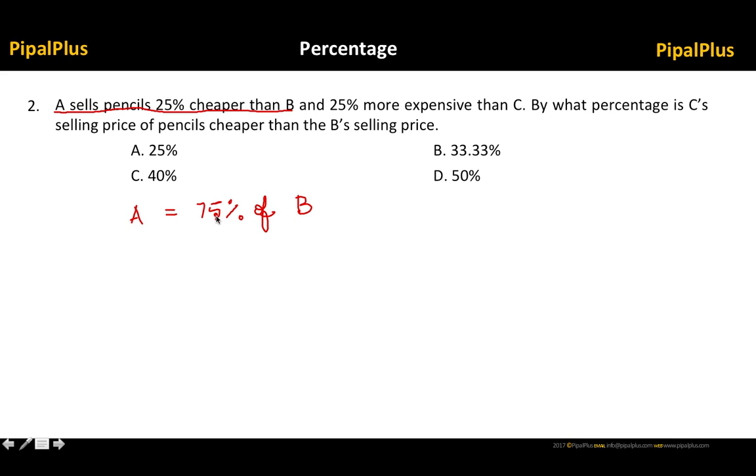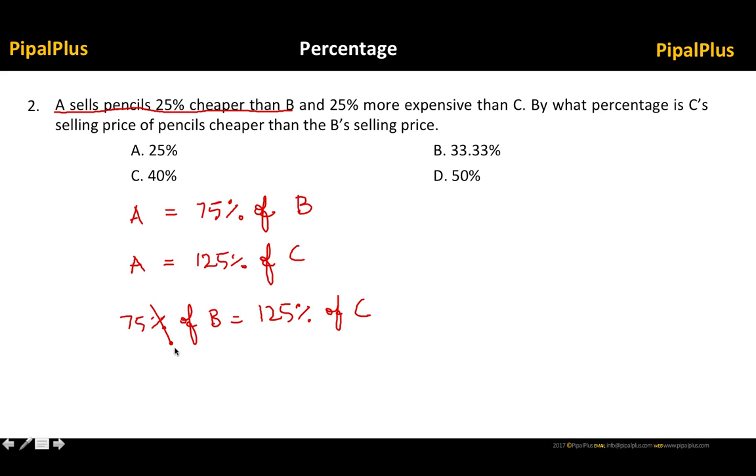So A is 75% of B. Similarly, A is 25% more expensive than C, right? So that means A, when I express it in terms of C, is 125% of C, right? Now what I need to do is put C and B together, so I'll eliminate A and equate this with this. So I get 75% of B equals 125% of C.